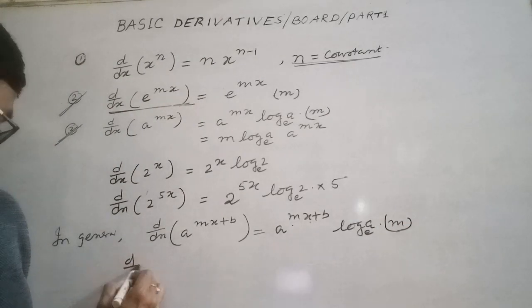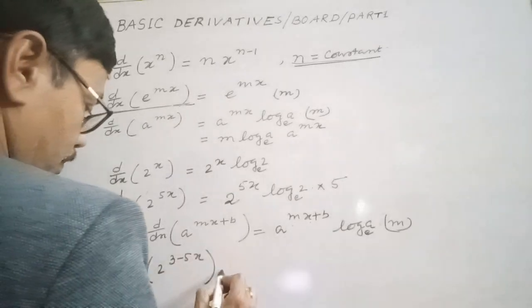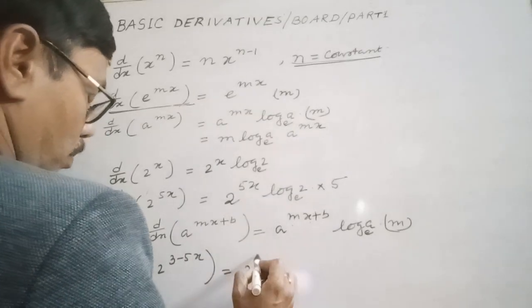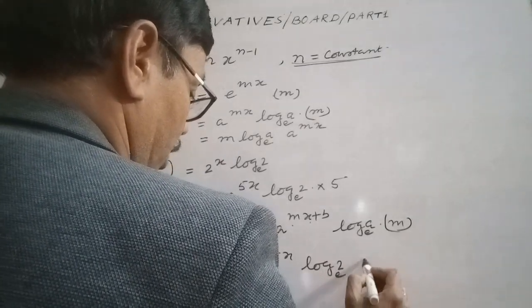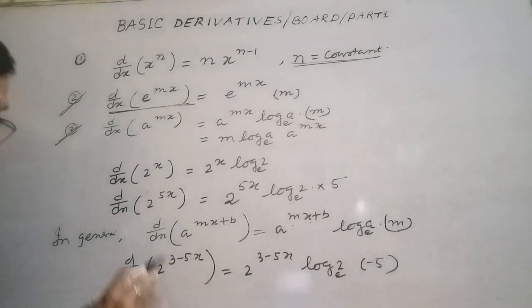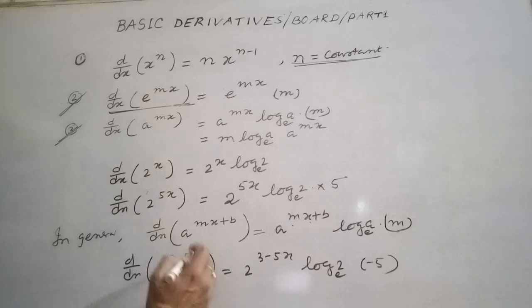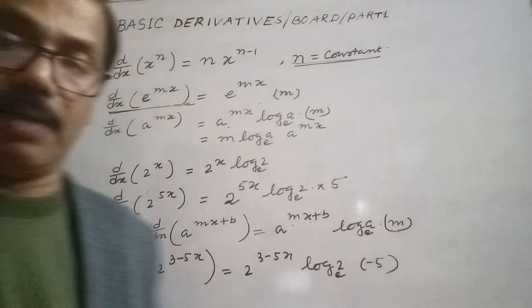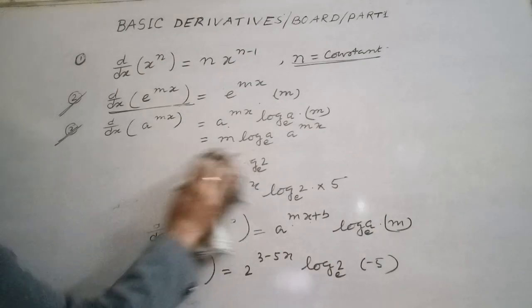Now, d/dx of 2 to the power 3 minus 5x. The base is constant and the power is linear algebraic. So 2 to the power 3 minus 5x into log 2 into minus 5. Mind it, the coefficient of x is minus 5. So d/dx of a to the power mx is a to the power mx into log a into m. Keep this in mind.